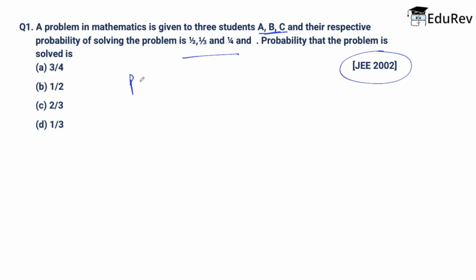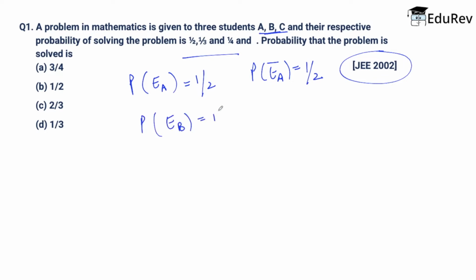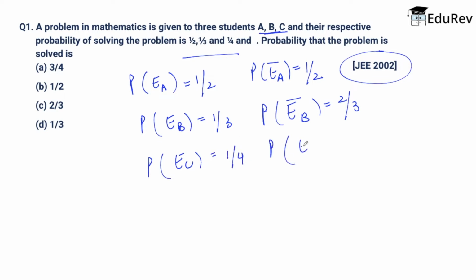Now the probability that A has solved the question is half. Therefore, the probability that A has not solved the question is what? Half. Correct? Now the probability that B has solved the question is given as 1 by 3. So the probability that B will not solve the question is going to be what? 2 by 3. And on similar grounds, if the probability that C has solved the question is 1 by 4, then the probability that C hasn't solved the question is going to be what?